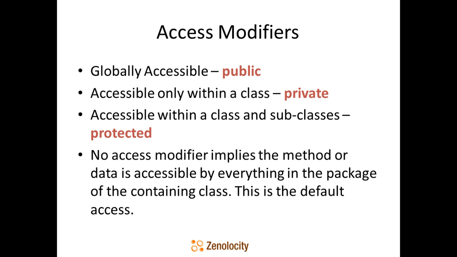There are three kinds of access modifiers in Java: public, private, and protected. Public means it is globally accessible. Private means it's accessible only within the class. And protected means it's accessible within the class and all the classes which inherit from that class. When you don't provide an access modifier, then that data or method is accessible throughout the package of the containing class. This is the default access.